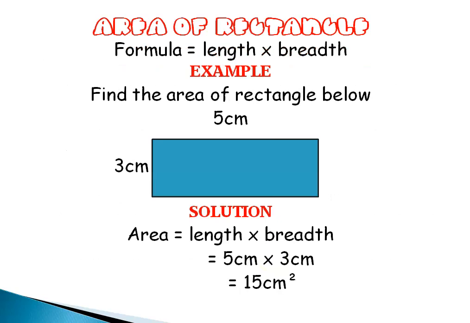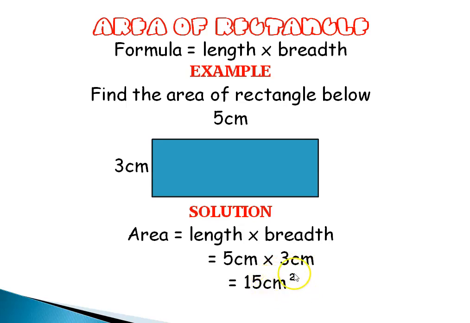So starting with the area of a rectangle. The formula for calculating area of a rectangle is length times breadth. Now let's look at this example. Find the area of a rectangle below. You can see the rectangle. This is the length, 5 centimeter, and this is the breadth, 3 centimeter. So using our formula which says length times breadth, that's going to be 5 centimeter times 3 centimeter. And that will give us 15 centimeter square.